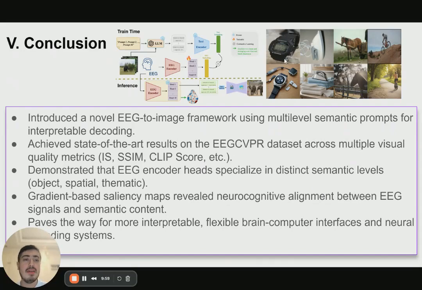And here are some other images which are reconstructed. Here are the real images, and these are the reconstructed images, as you can see.